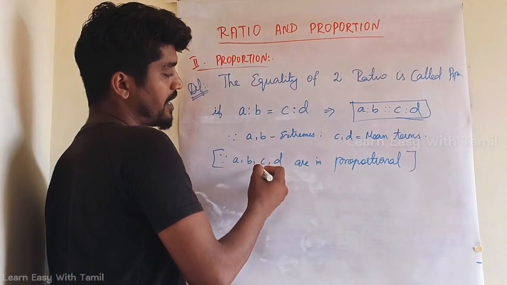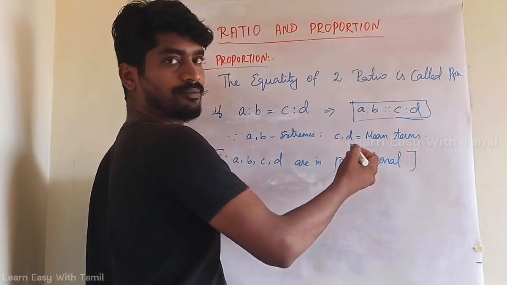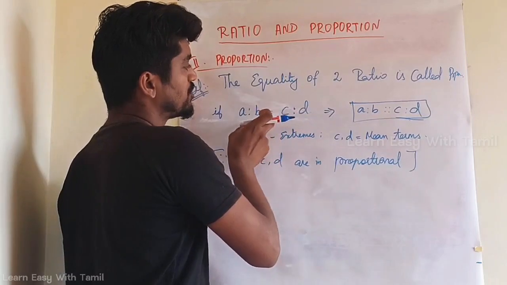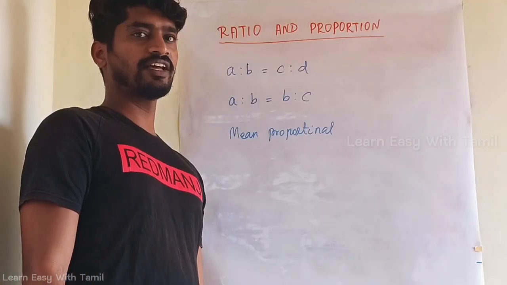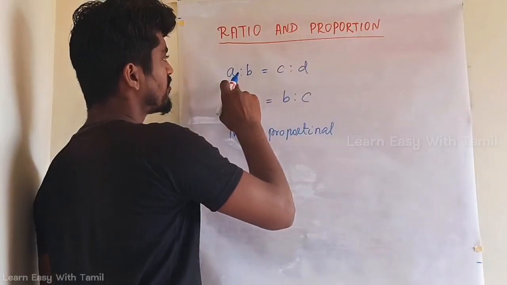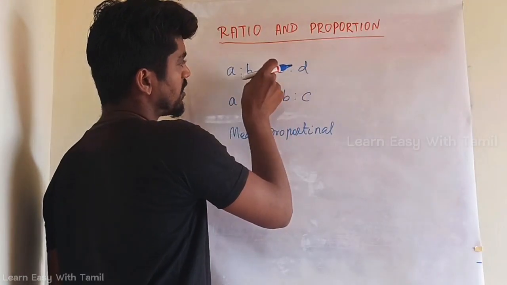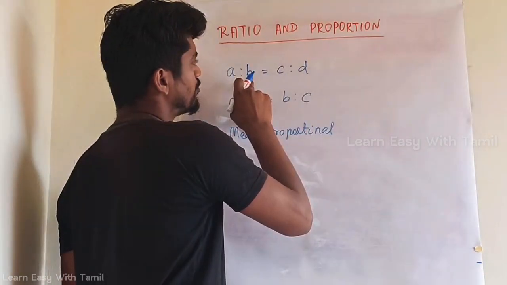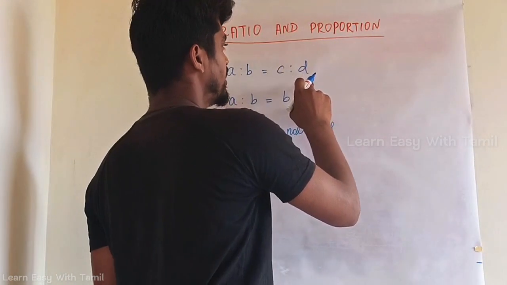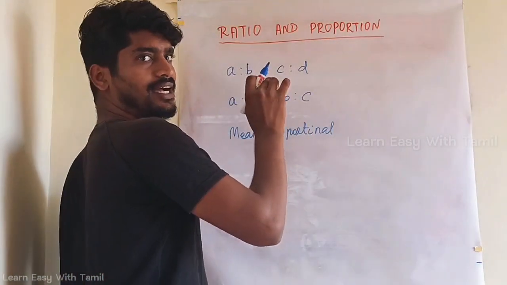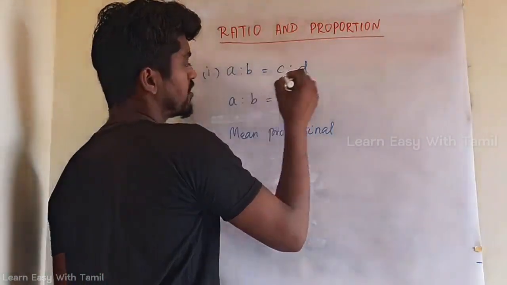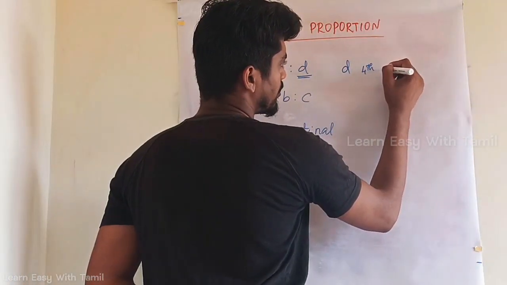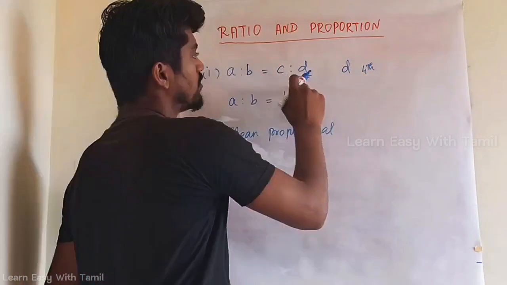When A, B, C, D are in proportion, the proportion is nothing but two ratios which are equal. In ratio and proportion, in this format, two equal ratios are given. Here four variables are there: A is to B equal to C is to D. Here A, B, C and D, the four terms are given. So D is the fourth proportional of A, B and C.